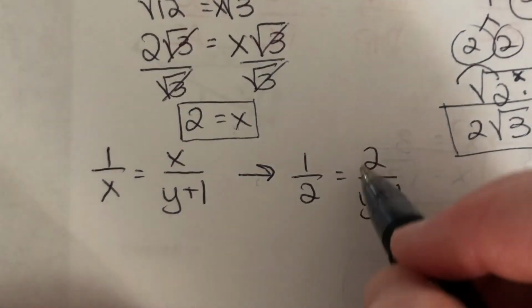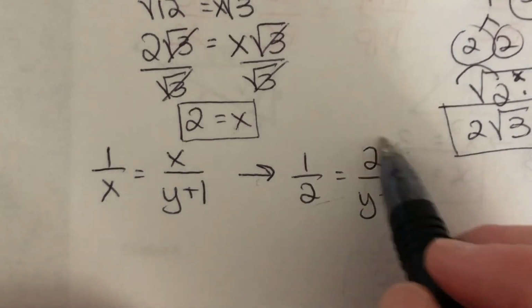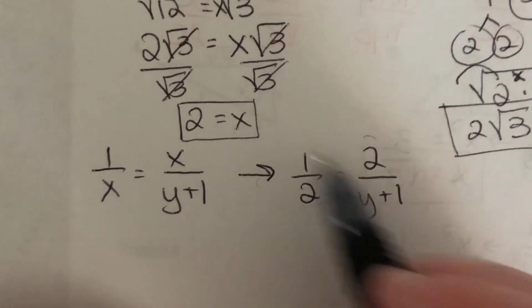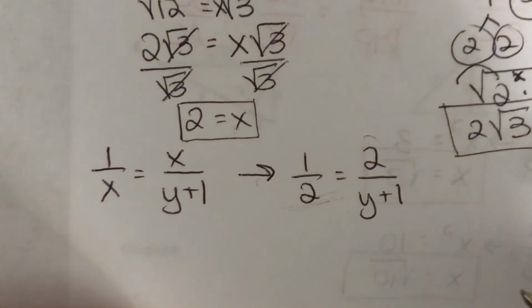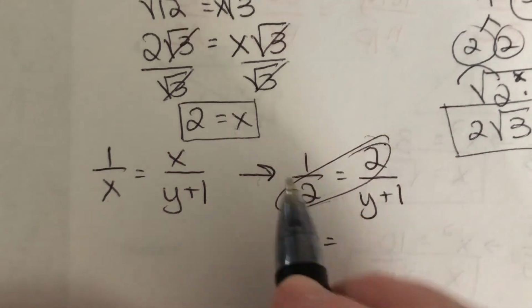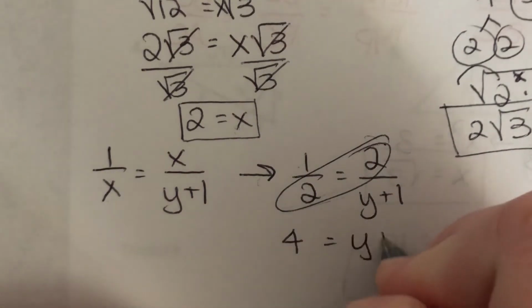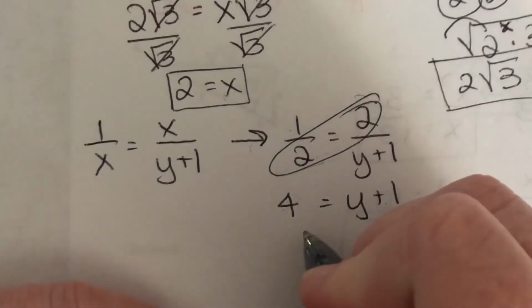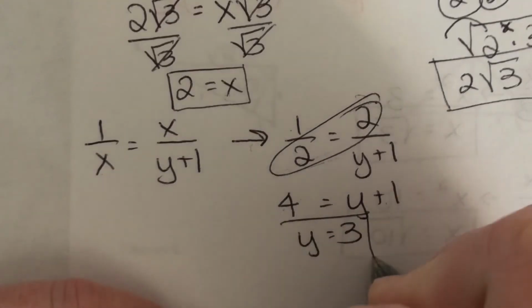Absolutely. All right, so it really is still geometric mean. I'm just not solving for the geometric mean. I'm solving for one of the numbers you find the mean between. Okay, so cross multiply this way, that's 4. Cross multiply this way, 1 times y plus 1 is just y plus 1. And then subtract 1 from both sides. 4 minus 1 is 3, so y equals 3.